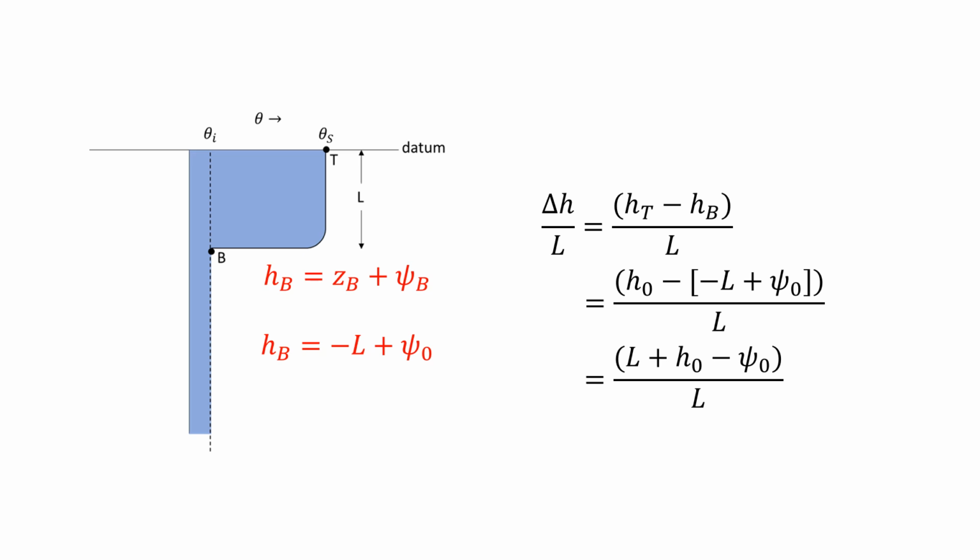Putting all this together and doing some simple math, we can show that the hydraulic gradient that drives groundwater flow through the wetted zone is (L plus H naught minus psi naught) divided by L. Remember too that psi is always negative, so negative psi is actually a positive number. Every term in the parentheses here is actually positive.